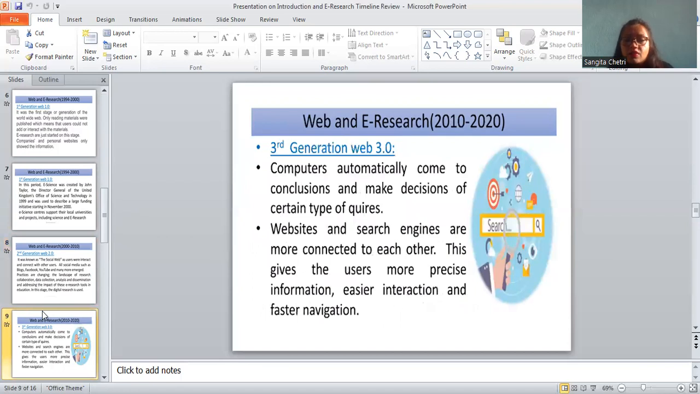Web and e-research 2010 to 2020. Third generation of web, that's 3.0. Computers automatically come to conclusions and make decisions on certain types of queries. Websites and search engines are more connected to each other. This gives the user more precise information, easier interaction, and faster navigation. So it became more effective during the third generation.